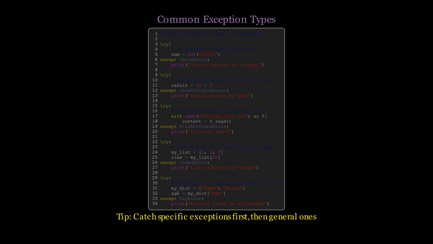Important tip: Python checks except blocks in order. So put specific exception types first, then more general ones. This ensures proper error handling and prevents specific exceptions from being caught by generic handlers.